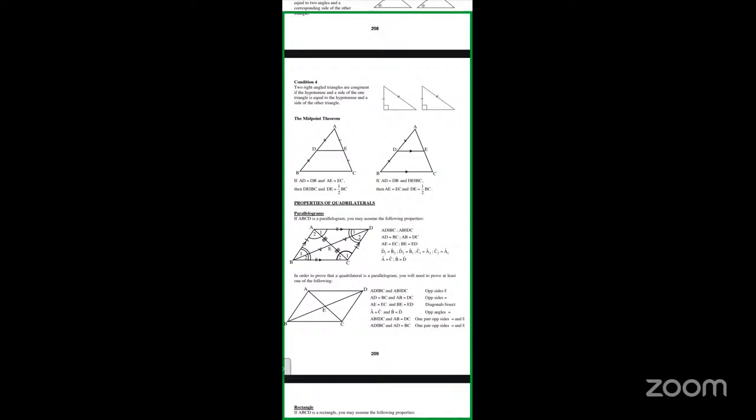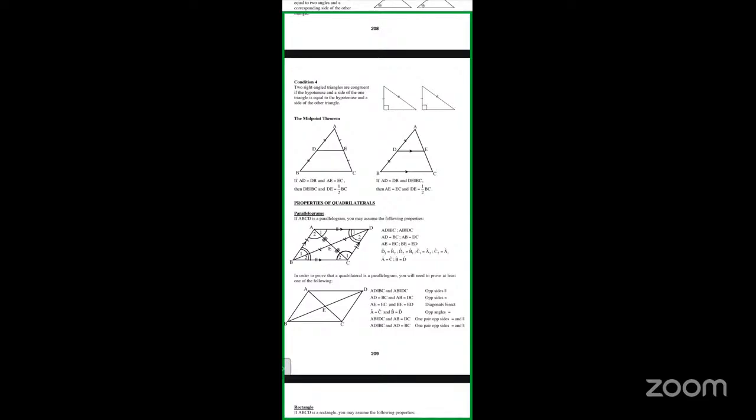But I think they are similar. It's just that one has two parallel lines, the other one doesn't. But let's first focus on the first one on the left, triangle ABC. In this triangle, we are given that AD is equal to DB, and again, AE is equal to EC. Then that implies that DE is parallel to BC.